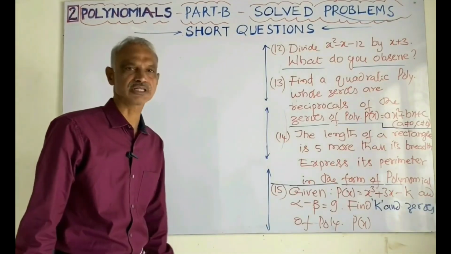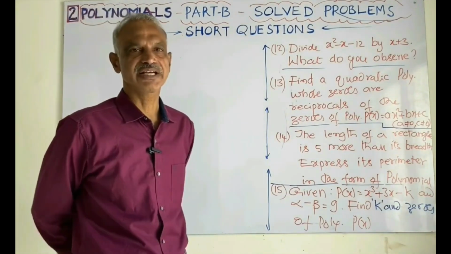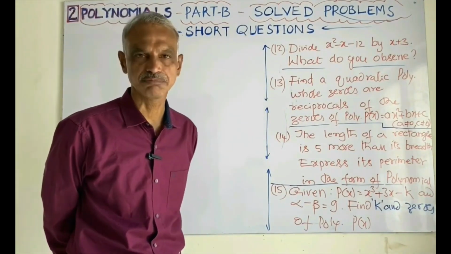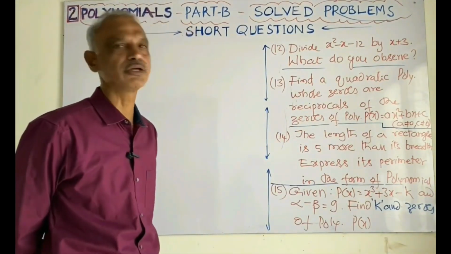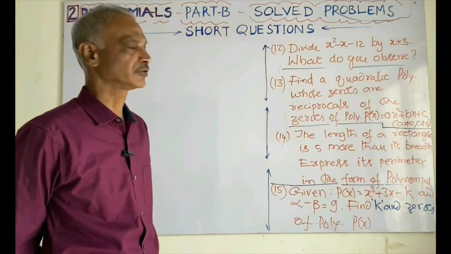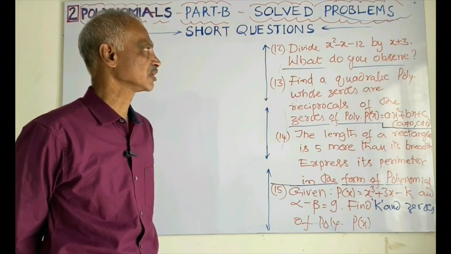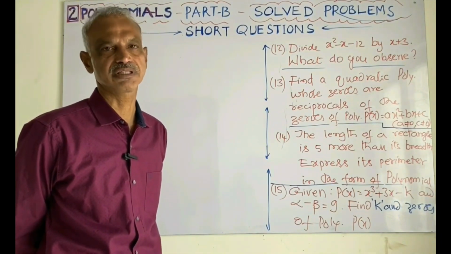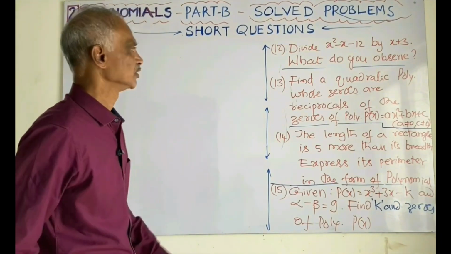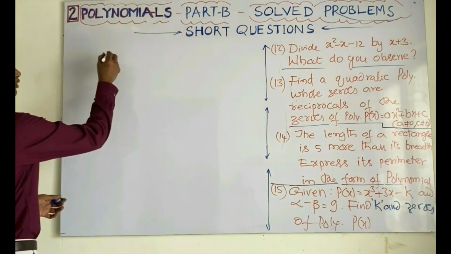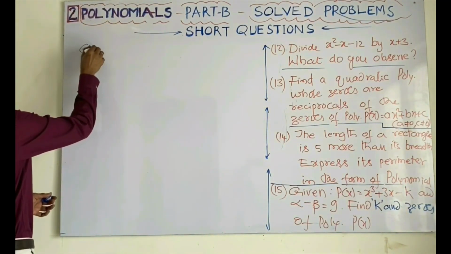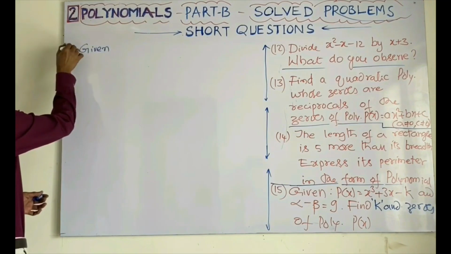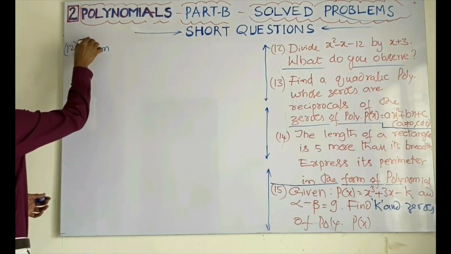Now, the 12th problem. What is the 12th problem? Divide x square minus x minus 12 by x minus 3. What do you observe? First, we have to divide x square minus x minus 12 by x minus 3 by the long division method, that is actual division. See, what is given? 12th solution.